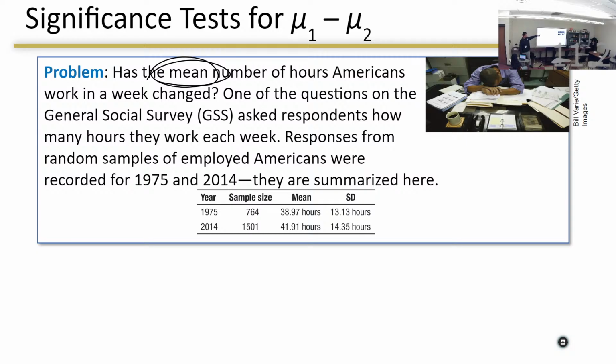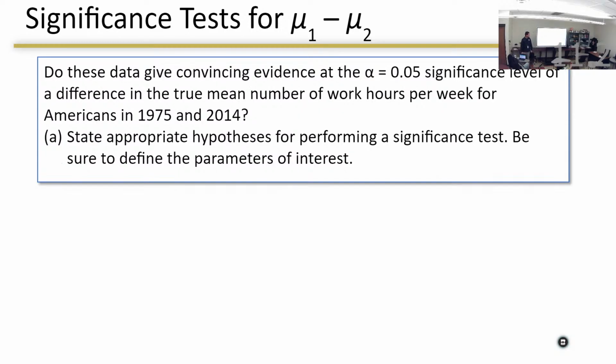One of the questions from the GSS asked responders how many hours a week they work. Responses from random samples of employed Americans were recorded in 1975 and 2014. And here's their summary. So here's 1975, here's 2014, here's the sample size, 764 and 1501. Hours, standard deviations. State the appropriate hypotheses. Make sure you define the parameter.